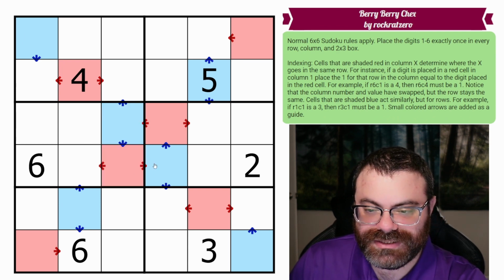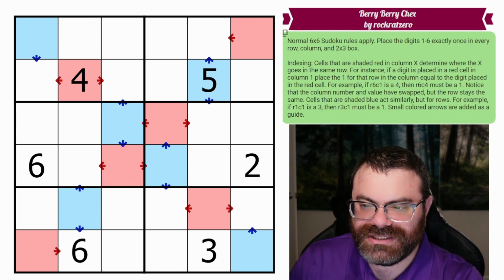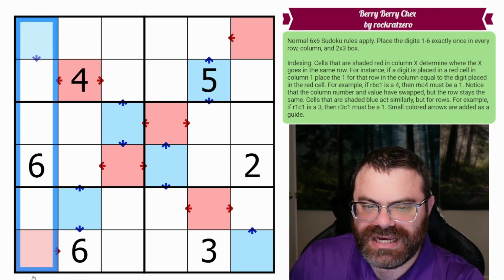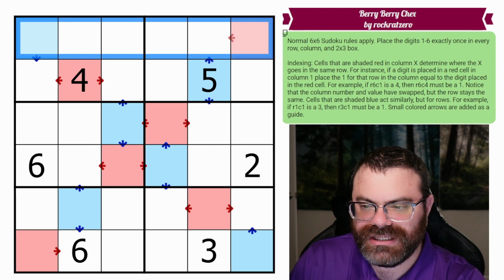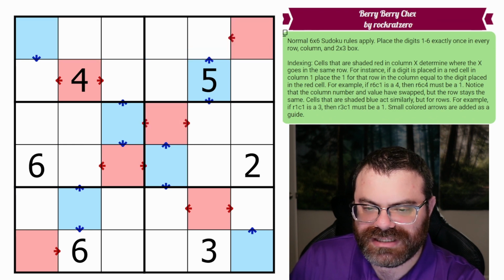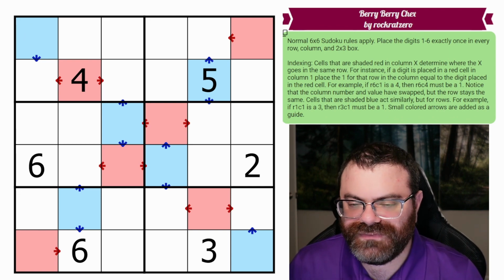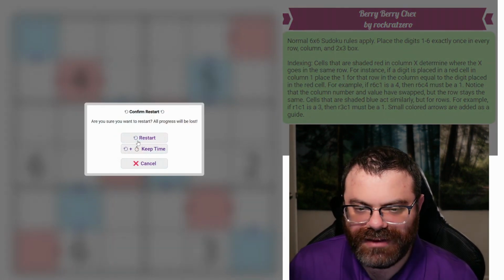So hopefully that makes sense. It's basically just an indexing constraint. But normally we're used to an entire column or an entire row being indexed, and instead it's sort of sporadic cells. So hopefully the arrows help you out. There's a link in the description if you'd like to try the puzzle yourself, and I'm going to get started now.